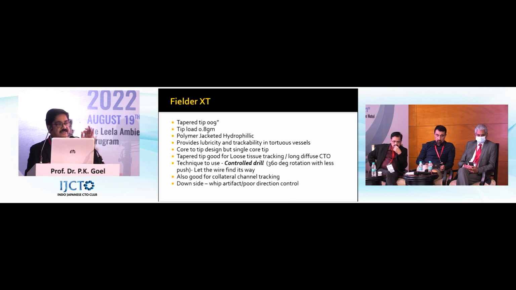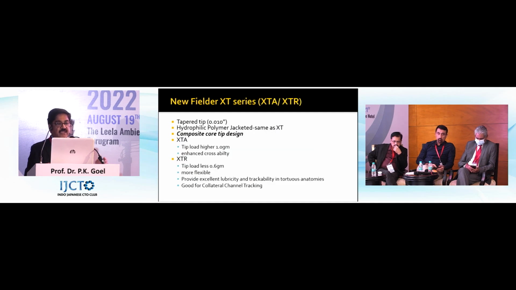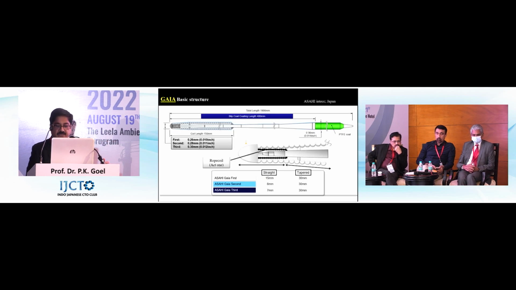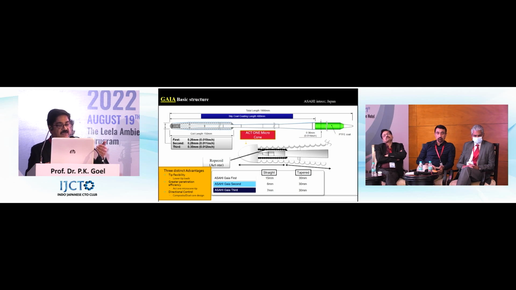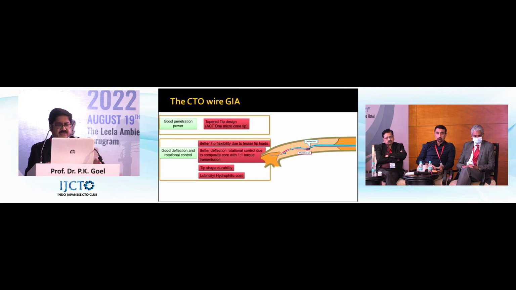If the lesion has some soft tissue inside, like I told you, several have loose tissue within the CTO, then it can go through. The XTA and XTR have the composite core design. You can direct them. The tip diameter is 0.10, and the load is XTR 0.6 and the XTA 1 gram. This is the micro cone that it shows, Act 1, which helps in greater penetration of the Gaia wires. So it gets you tip flexibility, greater penetration efficiency, and direction and control. So you can literally guide the wire, provided you know where to go.